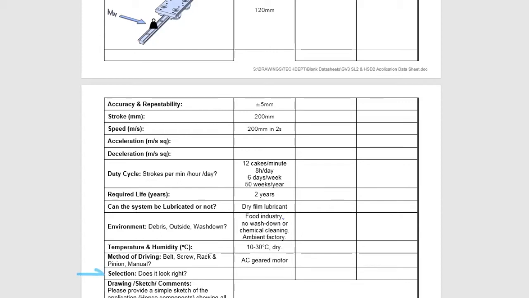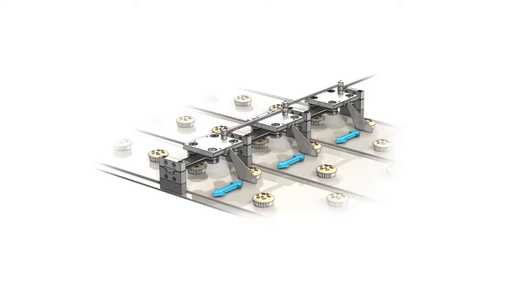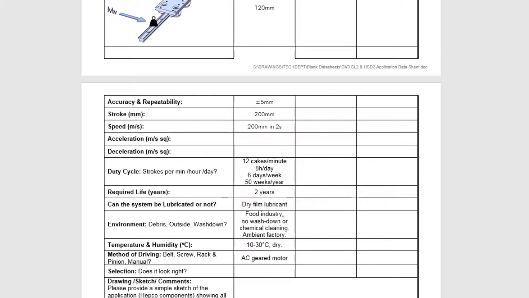A summary of this information can be given on the datasheet. The next row of the datasheet asks you to make an initial selection of the product you think most suitable for the application. What you need to indicate here is the item or range of products you think are most suitable for the application. In the cake manufacturing process, stainless steel is a requirement, as it is a food-based application. The movement requires slides and carriages only, so SL2 is the most likely choice. On the datasheet, you can state which product range you think is required.